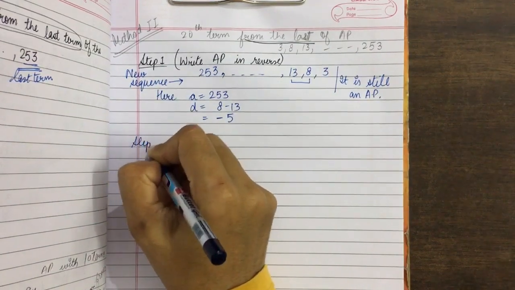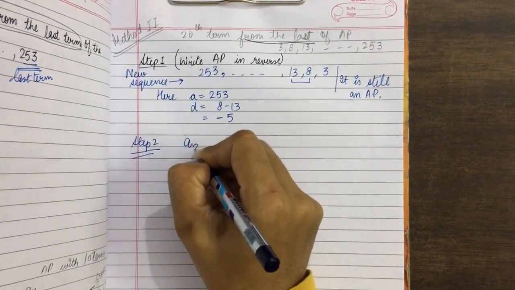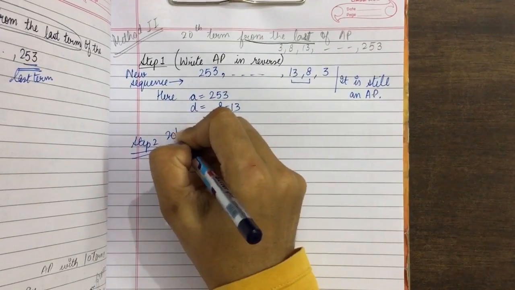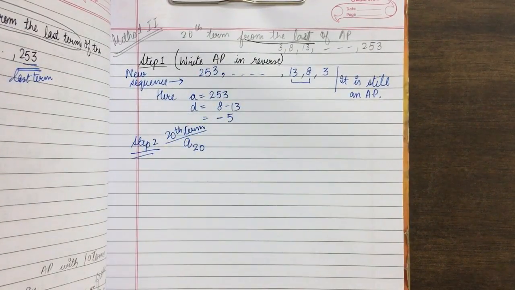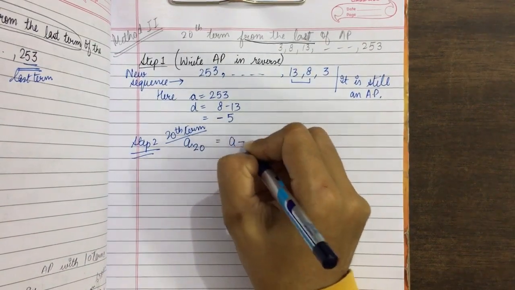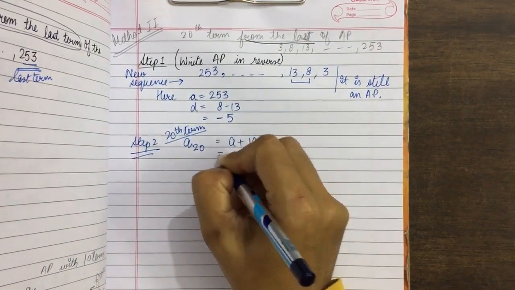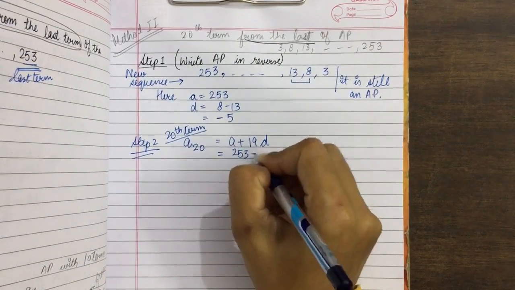And now we have step 2. Let's write down the 20th term, the one we want to find out. Because the sequence is already reversed, we have already listed the values in the order that we are looking at from the end. I've listed the AP in that way, so I don't need to find out its position from the beginning anymore. I will just find out the 20th term in this reverse AP. So this will be A plus 19D. Let's use the value of A and D.